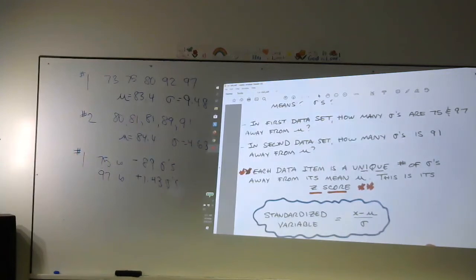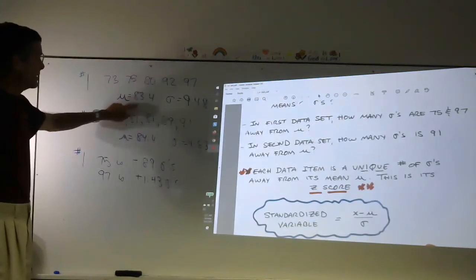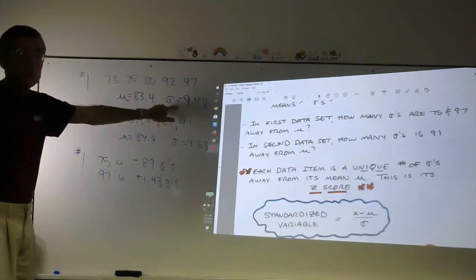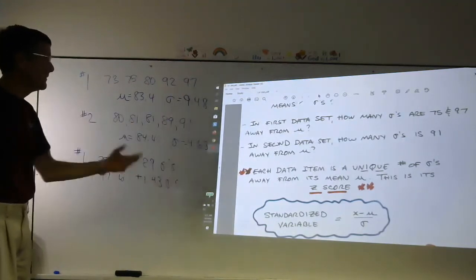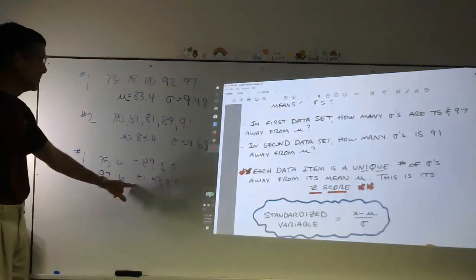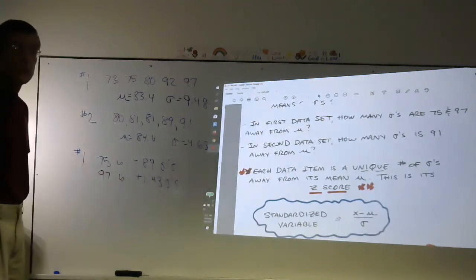If you want to know how many times you're going to fill up with gas, if you do it every 400 miles, you divide by 400 to see how many 400s there are in there. And that's what I did then. I took 75 minus 83.4 and divided by 9.48, the standard deviation, just like dividing by the 400 miles, and I didn't even get one standard deviation. This one came out a little further from the mean, a positive 1.43.